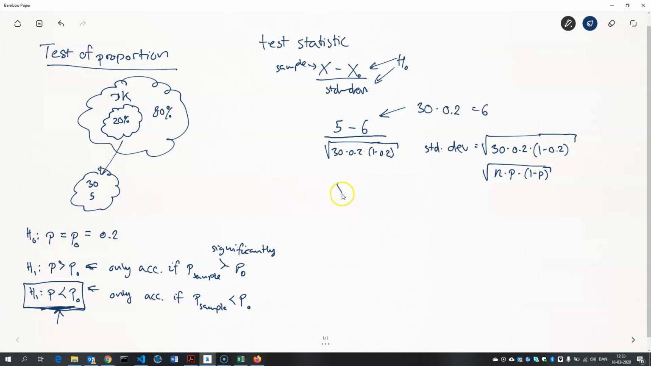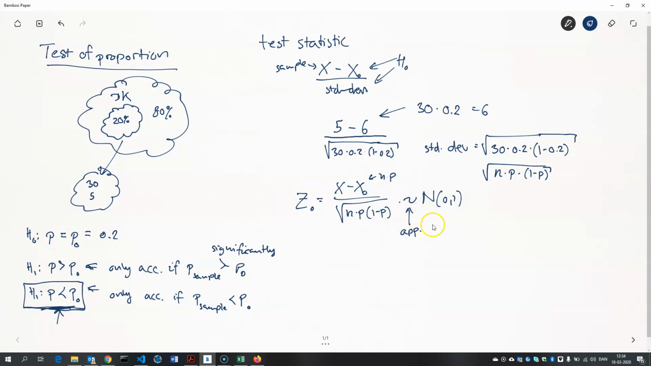Or in general, x minus x naught, which is n times p, divided by the square root of n times p times 1 minus p. Now it turns out that this test statistic, which I'll call z naught, has approximately a standard normal distribution. That's why I call it z naught. But it's only approximately.